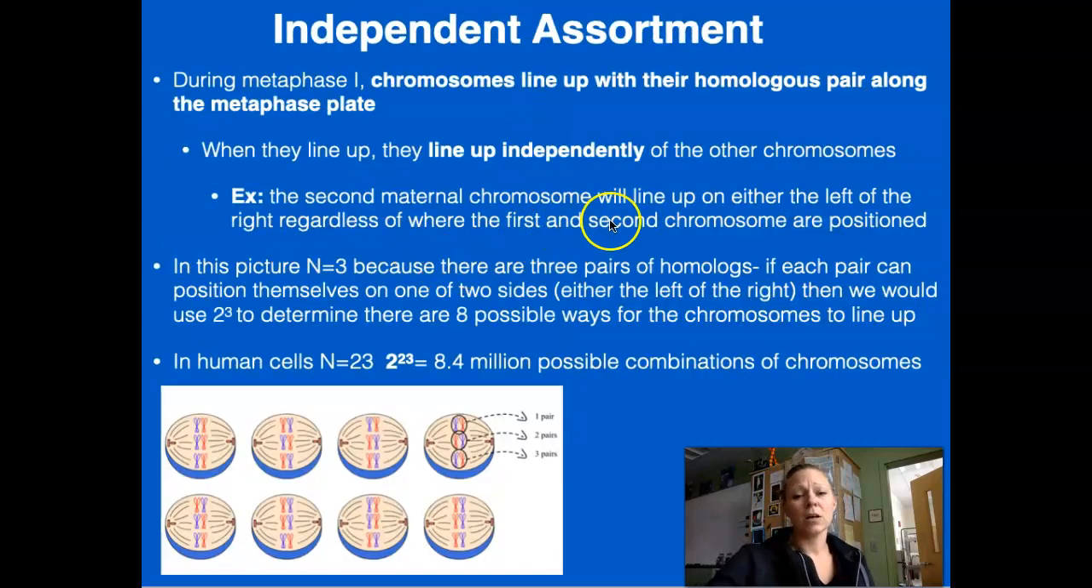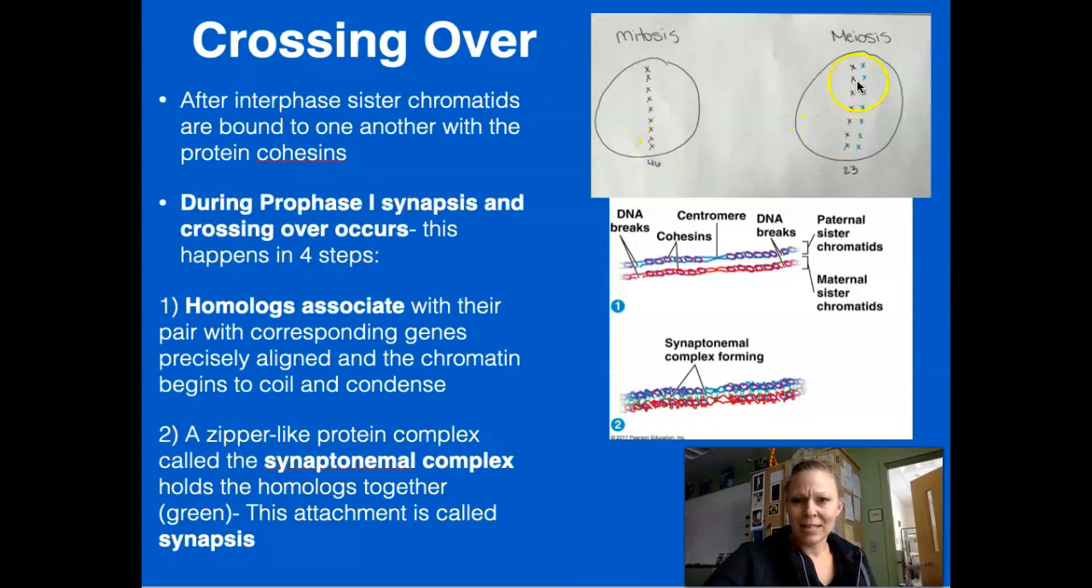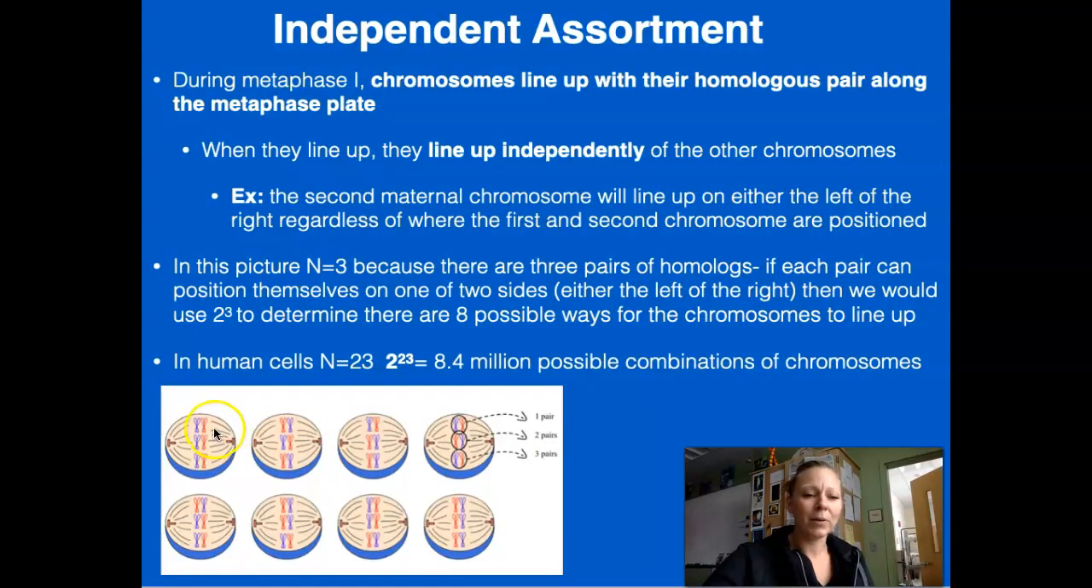The second process is called independent assortment. Like we said before, when we looked at the way that the chromosomes are organized during meiosis, the homologs are lining up next to one another. But we see here that all of the blue, so let's just call those coming from the father, are lined up next to the ones coming from the mother, and the mother is all on one side and the father is on the other side. Well, independent assortment states that this is not going to happen. What's going to happen is that they're going to assort independently.